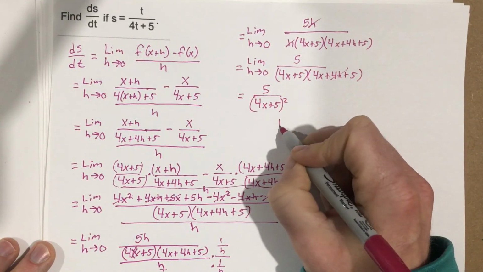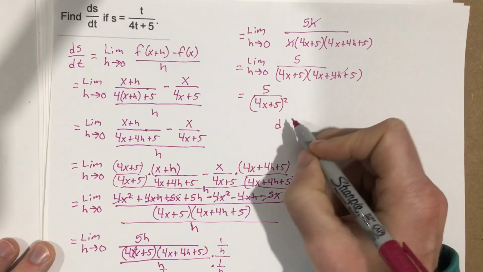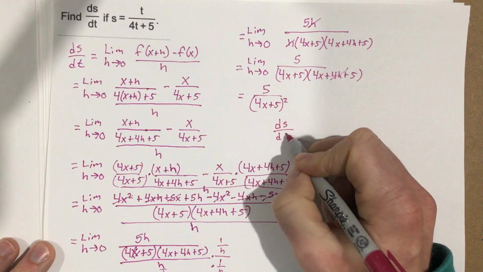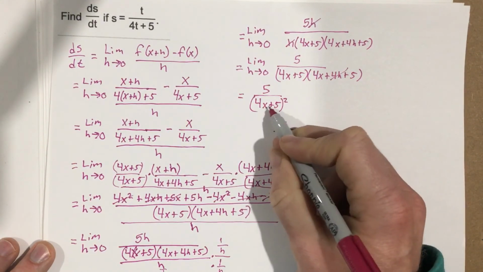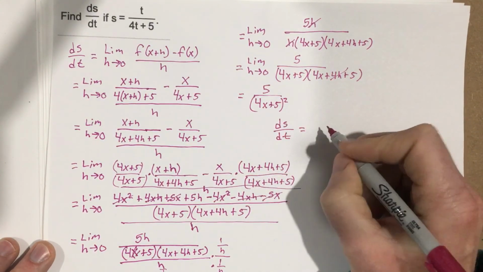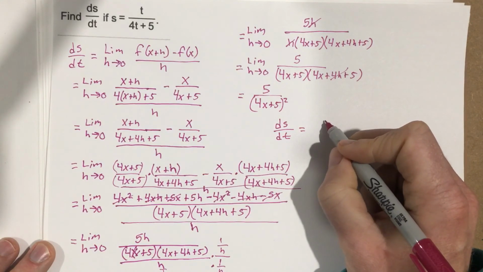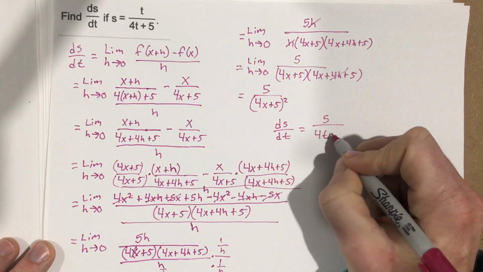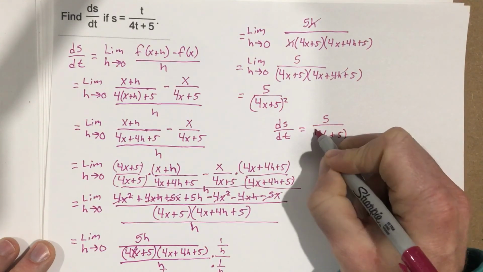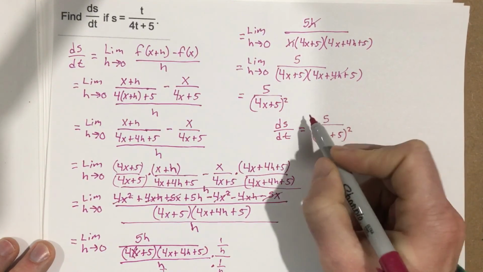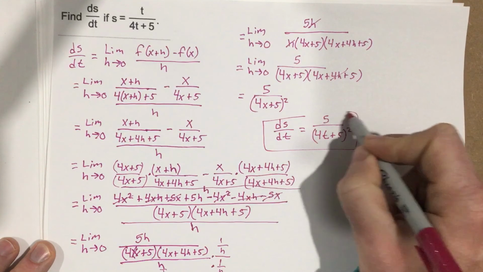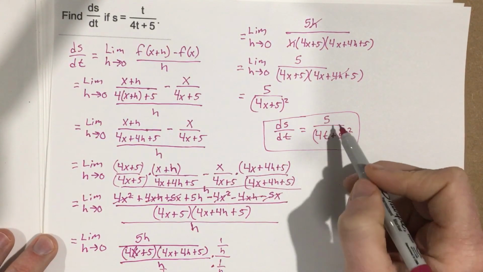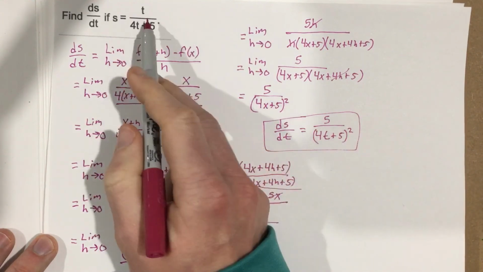So I can say ds over dt. Now I can replace the x value with t essentially, and that would be 5 over 4t plus 5 squared. So the derivative with respect to t is 5 over 4t plus 5 squared. This is the expression for the slope at any point on this line.